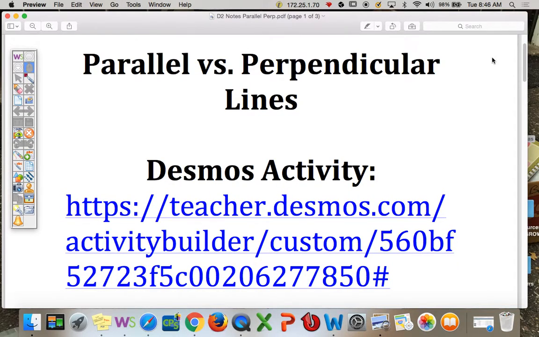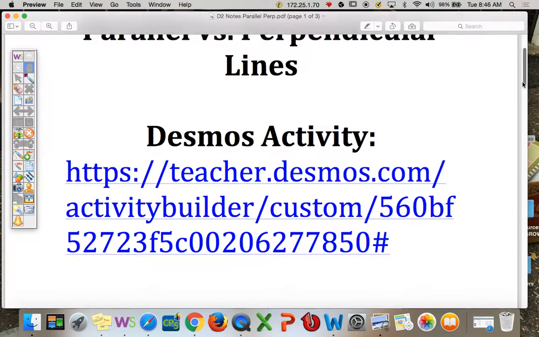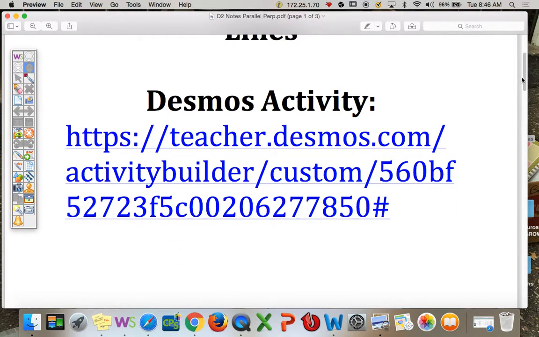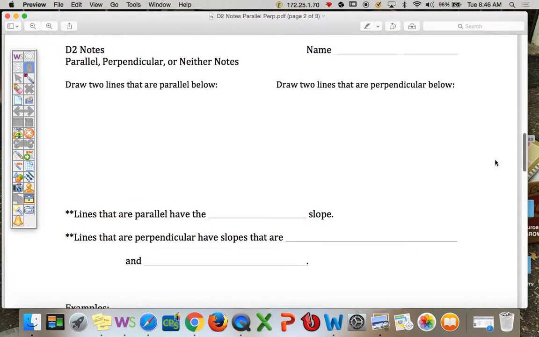Today we're going to look at parallel versus perpendicular lines. The target of this lesson is that you know what the slopes of parallel and perpendicular lines have in common. So in class we're going to do an activity. If you want to try it, here is the URL for that. After the activity, we're going to summarize.